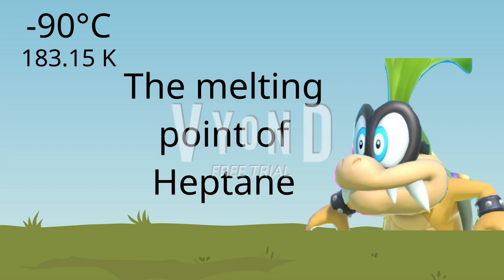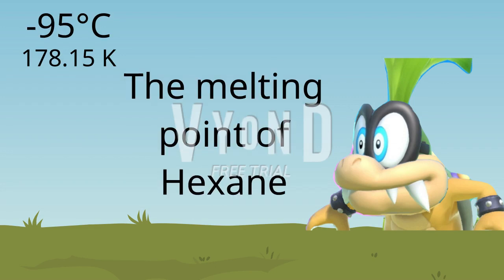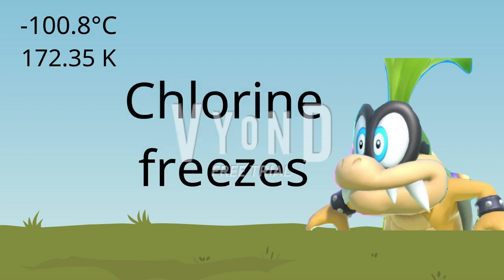The melting point of heptane, a compound containing 7 carbon and 14 hydrogen atoms, is -90 degrees Celsius, or 183.15 Kelvin. The coldest land surface temperature recorded on Earth is -93.2 degrees Celsius, or 179.95 Kelvin, recorded in Antarctica at 81.8 degrees south, 59.3 degrees east on the 10th of August 2010. The melting point of hexane, a compound containing 6 carbon and 12 hydrogen atoms, is -95 degrees Celsius, or 178.15 Kelvin. Chlorine freezes at -100.8 degrees Celsius, or 172.35 Kelvin.